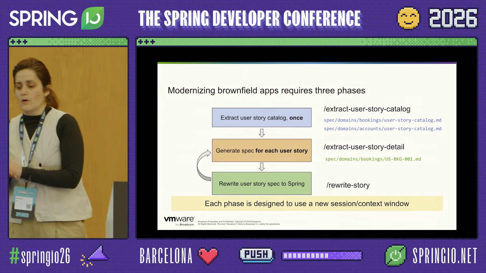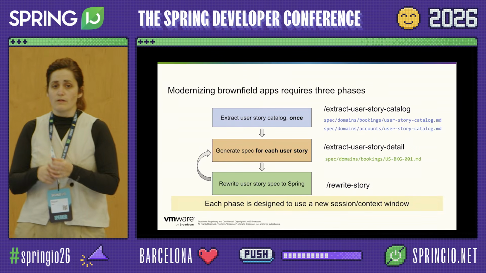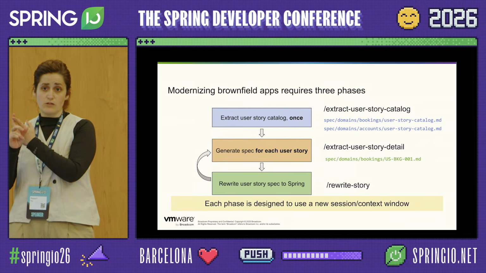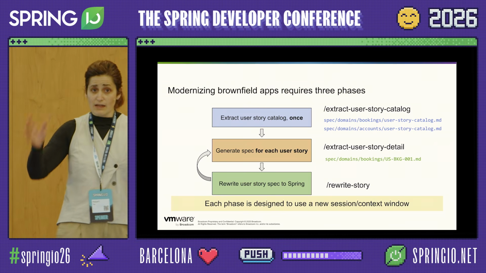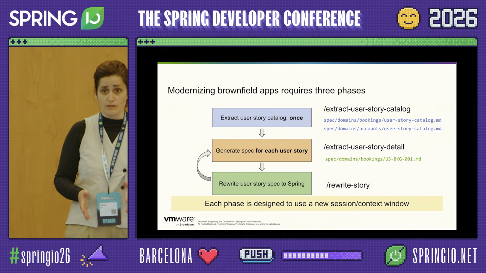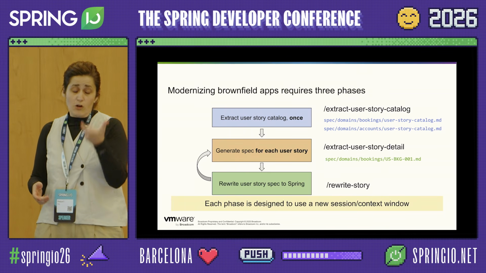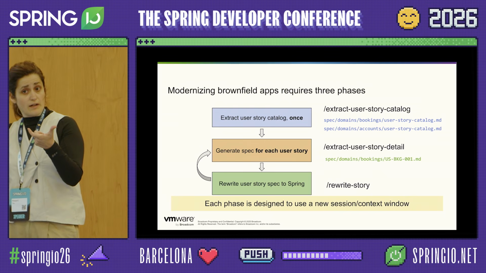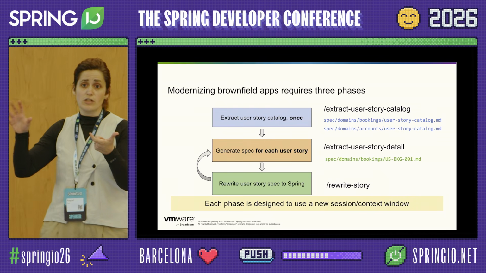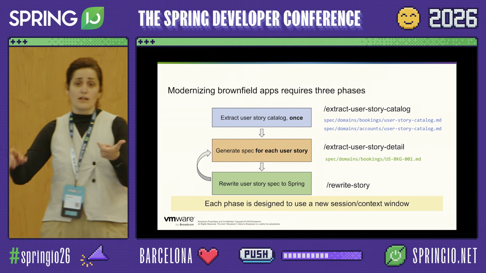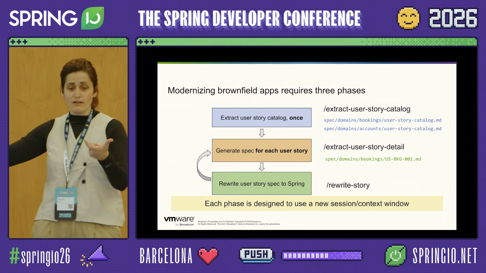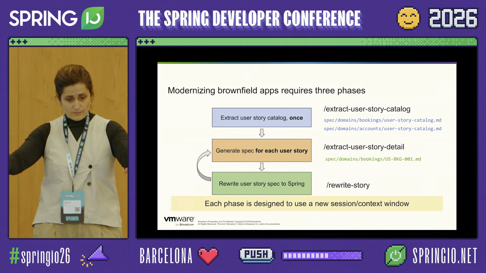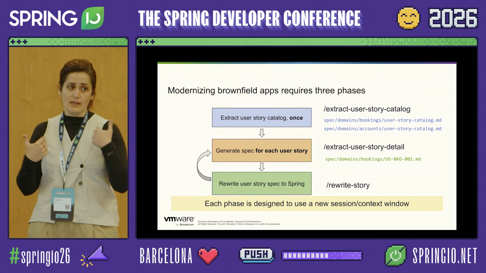So our approach has been to divide this problem into these three phases. One is about extracting the user stories catalog. You want the LLM to investigate how you can split the problem into different pieces. And then the smallest unit that you can start with is the user story. All this information needs to be stored, so you can reuse it across multiple executions. You don't need to produce it multiple times. And then you generate the spec for a given user story, and after you are comfortable with the test cases that are produced, and the target and the semantics that have been extracted, you can rewrite them into Spring.